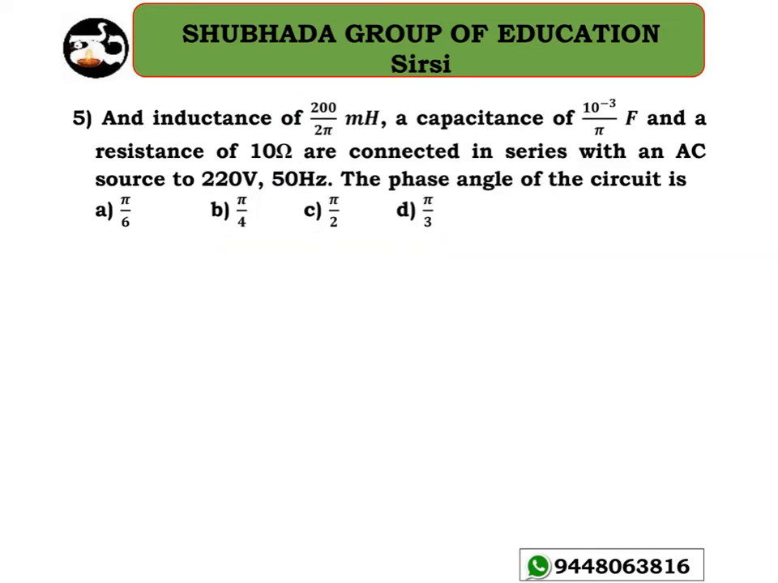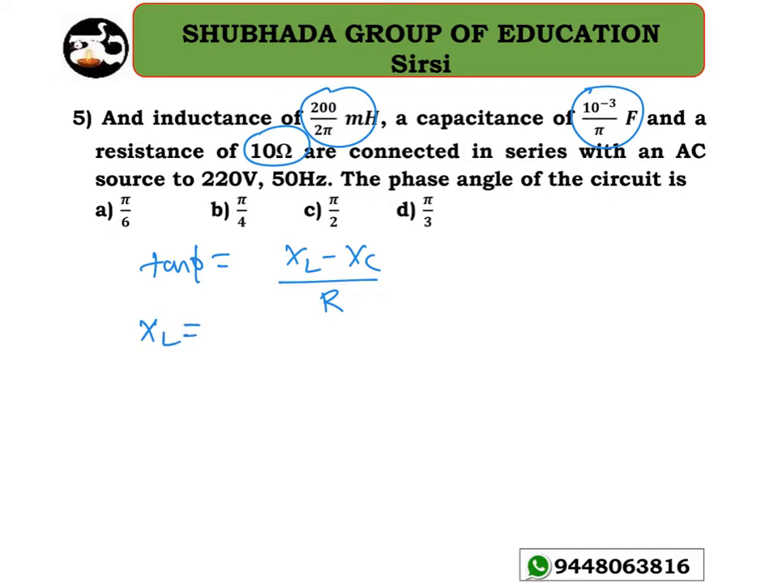Next problem. An inductance of 200 divided by 2 pi millihenry, a capacitance of 10 to the power of minus 3 divided by pi farad, and a resistance of 10 ohm are connected in series with an AC source of 220 volt, 50 hertz. The phase angle of the circuit is? Expecting the value of phi here. As the circuit contains the inductor, capacitor as well as the resistor, I can go for tan phi equal to XL minus XC divided by R. Let's find out XL first.